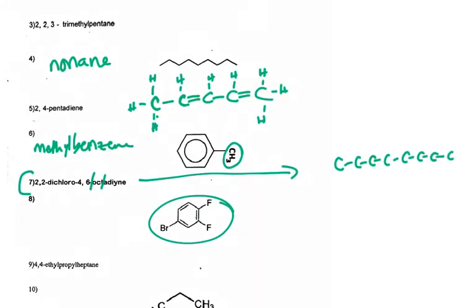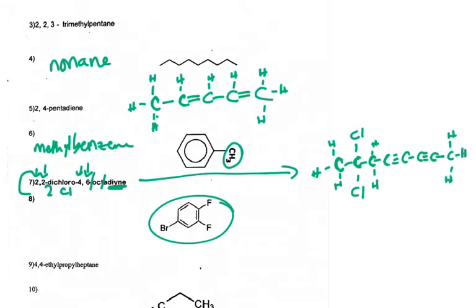So 8 carbons. Diene means I have 2 double bonds, or 2 triple bonds, sorry. One's on the 4 and one's on the 6. So 1, 2, 3, 4, I have a triple bond there. 5, 6, I have a triple bond there. And now I have 2 chlorines. They're both on the 2nd carbon. So chlorine, chlorine. Now I'm going to add my hydrogens. Chlorine doesn't get any hydrogens, just the carbon does. And again, you only want to put them on the carbons that don't have 4 bonds. So there we go.